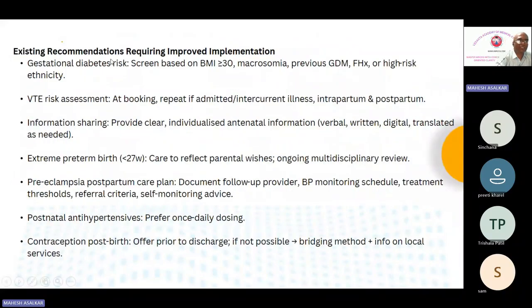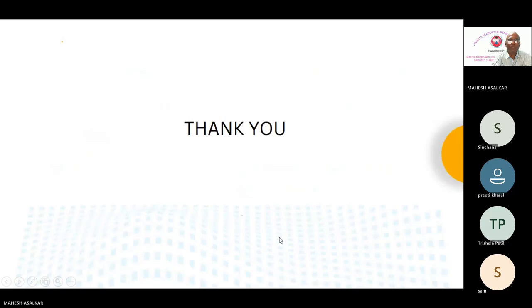Then screening for diabetes, VTE risk assessment, and always provide clear and individualized antenatal information. For extreme preterm, it is shared decision making. For preeclampsia, the postpartum care plan should be explained, follow-up documented, and the BP monitoring schedule explained. All these things are to be done. For postnatal antihypertensives, prefer single dosing, and contraception after birth should be offered prior to discharge. So that finishes today's topic of MBRRACE. Thank you.